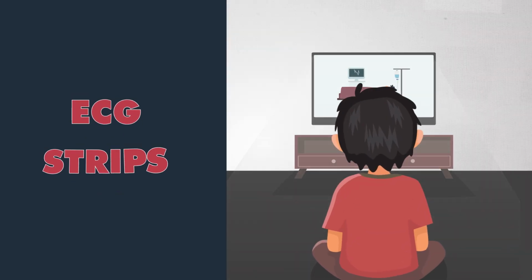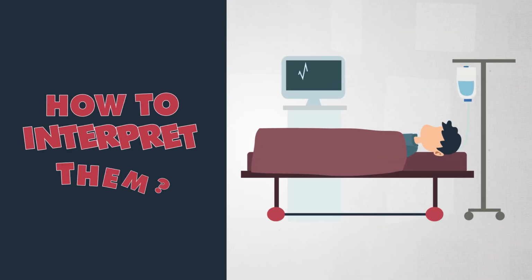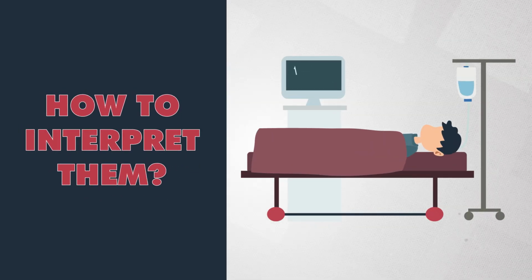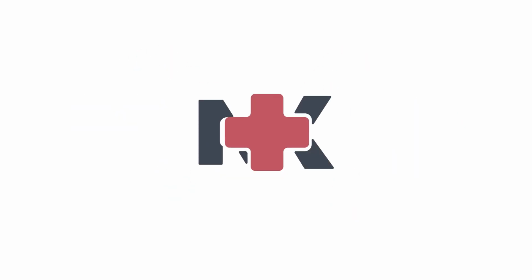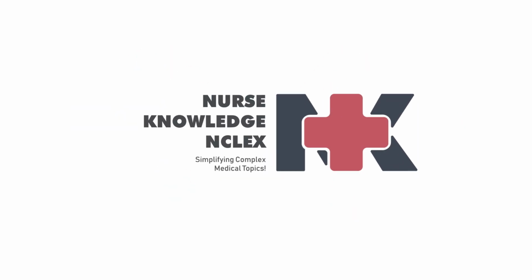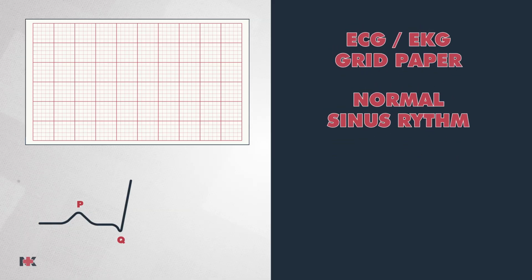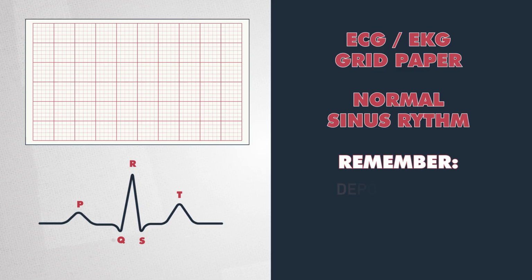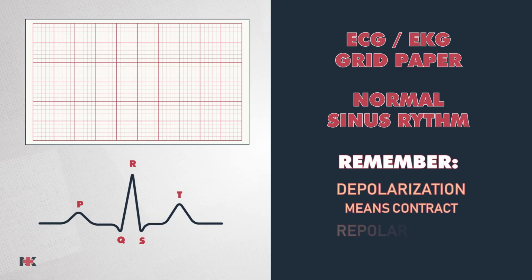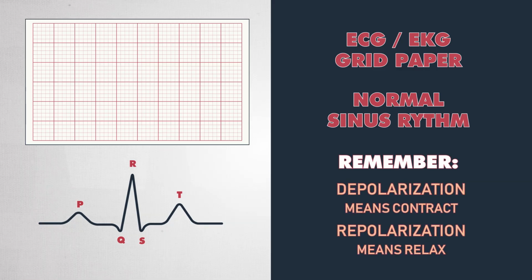We often see these graphs in hospital scenes and movies, but what do they mean and what are they telling about one's heart health? To better understand our topic, let's discuss ECG and EKG grid paper and normal EKG rhythm. It's also important to remember the terminologies depolarization, meaning contract, and repolarization, meaning relax.